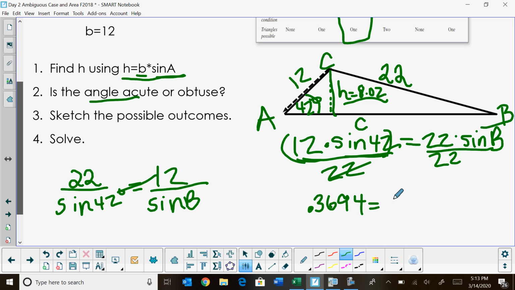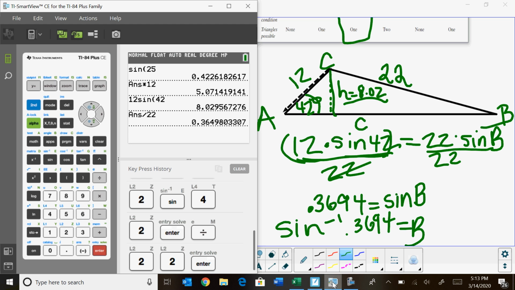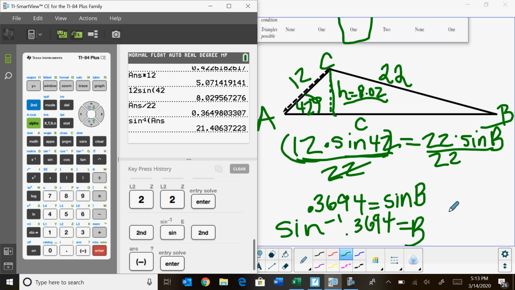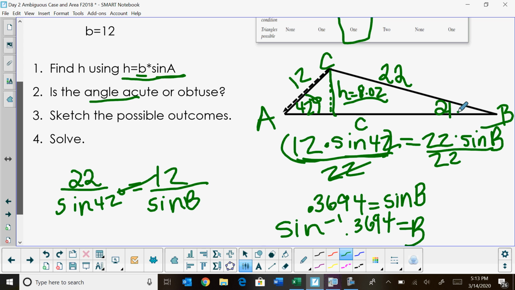Now there's some more decimals. I'm not going to worry about writing those down, but let's write that step down so you can see what's happening. Now to find this angle, I've got to take the inverse sine of this ratio, 0.3694. So inverse sine of 0.3694 will give me the angle B. So grab your calculators, and we're going to do second sine, and I'm going to pull that answer up by doing second answer, and it's 21.4. So B is 21.4 degrees.